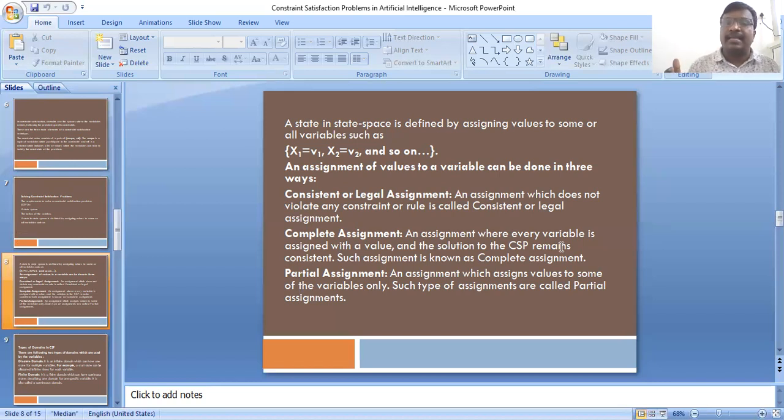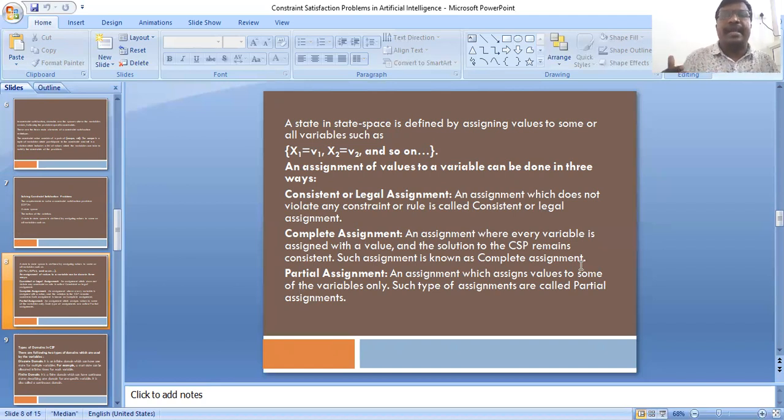Second, complete assignment: an assignment where every variable is assigned a value, and the solution of the constraint satisfaction problem remains consistent, is known as a complete assignment. Next one is partial assignment. An assignment which assigns values to only some of the variables is called a partial assignment.